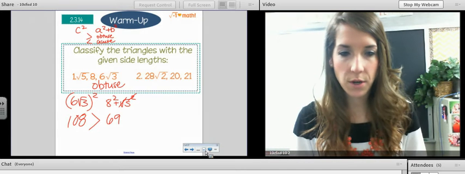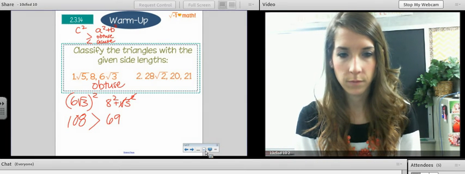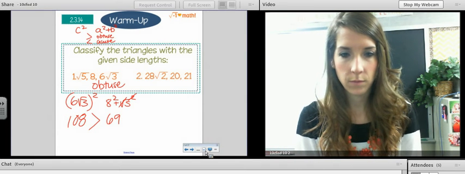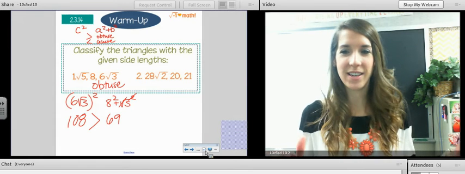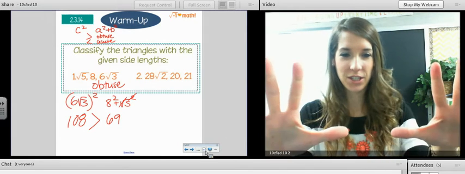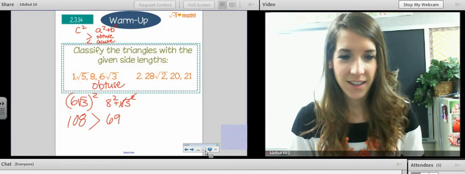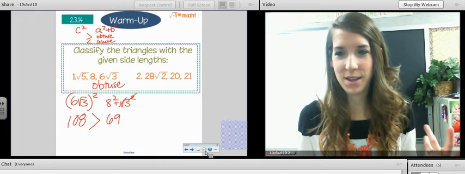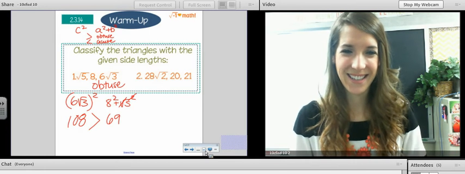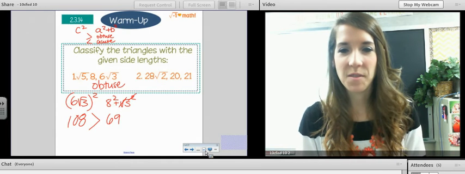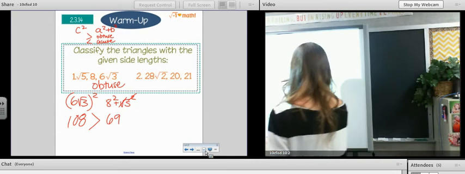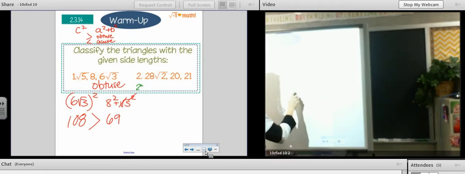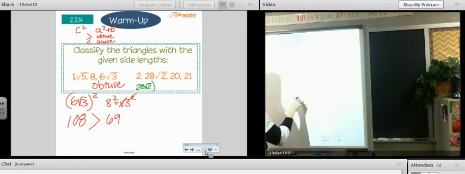Are y'all done with number 2, or do you need more time? Done, done, done. Okay, on the count of 3, type your answer. 1, 2, 3. So one's obtuse, so the other one's just going to be acute, right? Okay. Which one was C? It was obviously 28 root 2, correct? That's the obvious largest one.